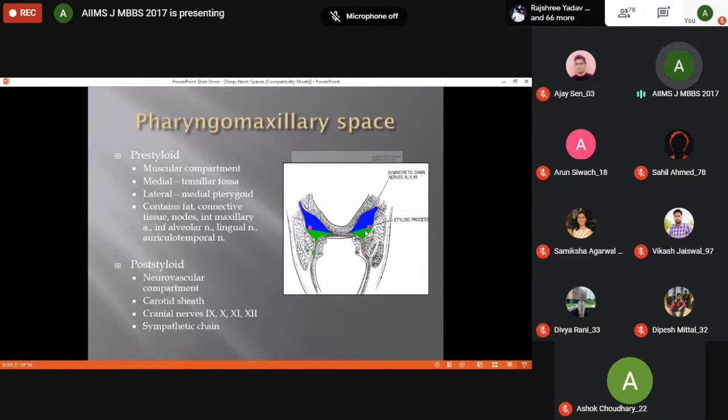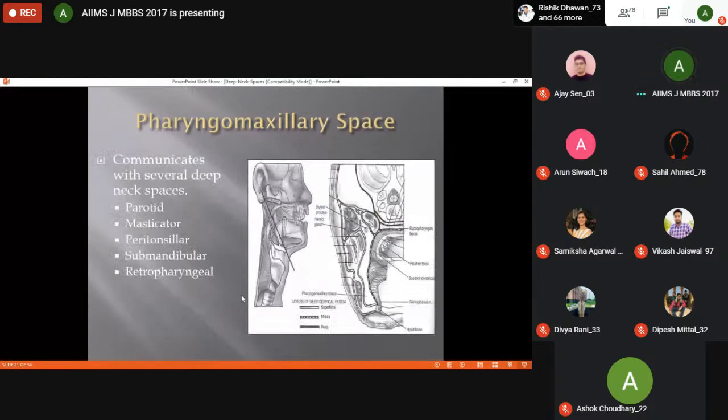And if there is an infection in the posterior compartment, it will push this fat anteriorly. So that is how we characterize the site of infection in a parapharyngeal space. It communicates with several deep spaces: with the retropharyngeal space behind, the peritonsillar space through the superior constrictor, the masticator space, the parotid space, and the peritonsillar space.